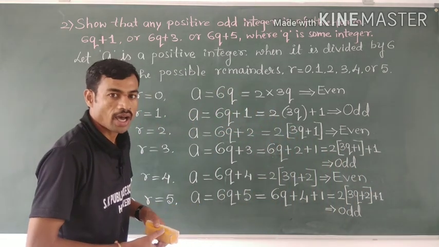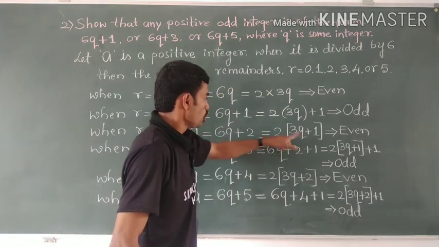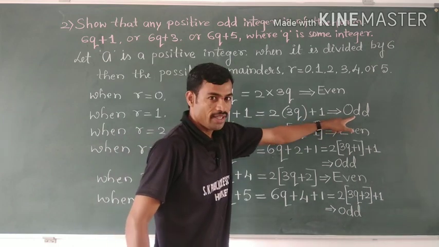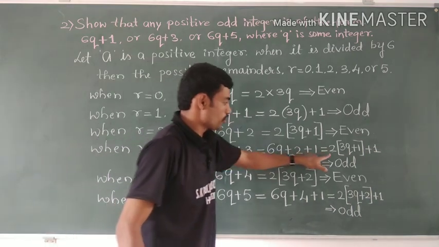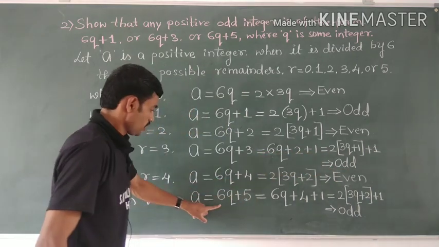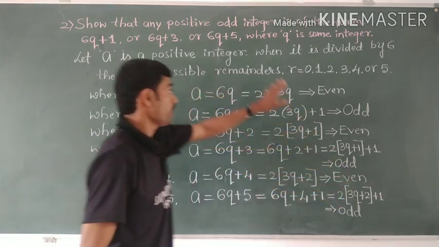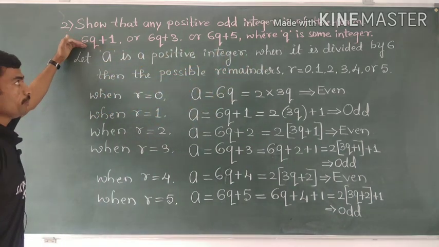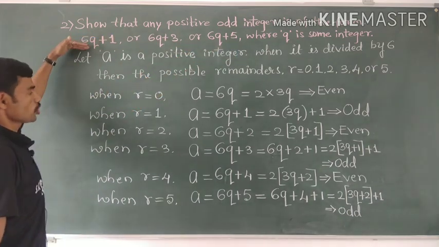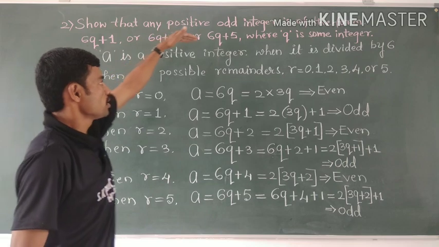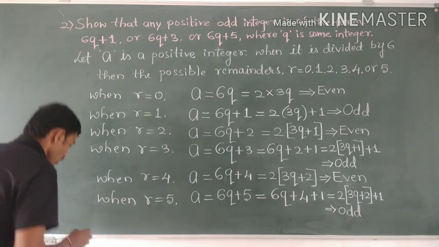Here, which all are positive odd integers? 6q plus 1 is a positive odd integer. 6q plus 3 is a positive odd integer, and 6q plus 5 is also a positive odd integer. And we have shown that every positive odd integer is of the form 6q plus 1, 6q plus 3, 6q plus 5.